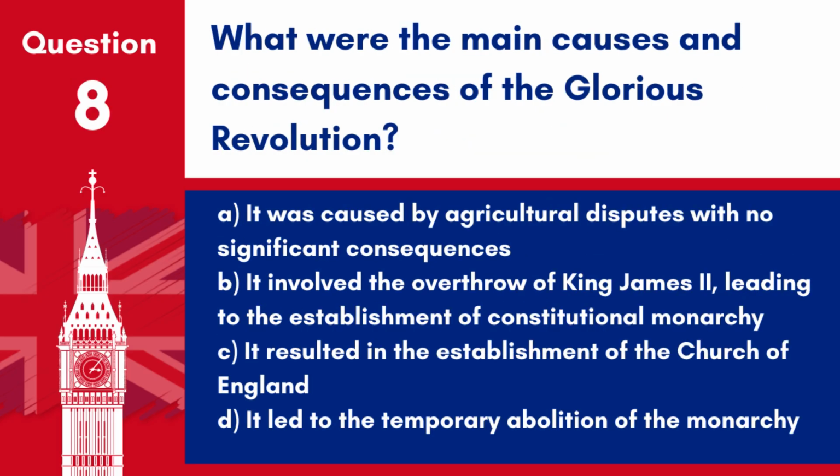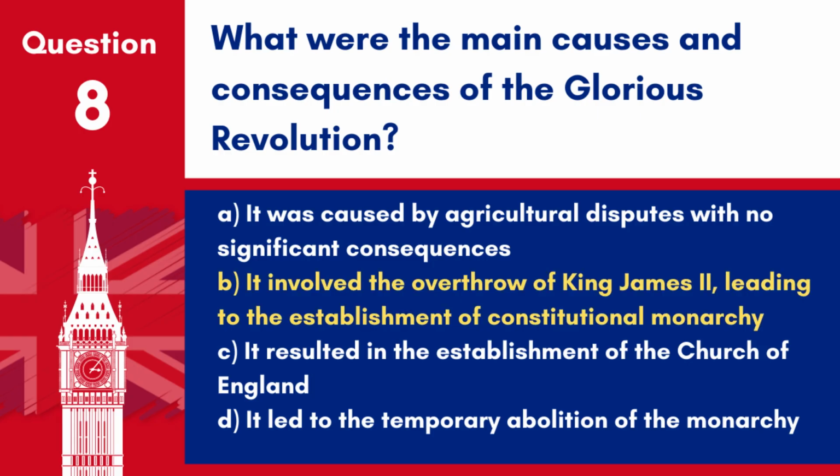Question 8. What were the main causes and consequences of the Glorious Revolution? A. It was caused by agricultural disputes with no significant consequences. B. It involved the overthrow of King James II, leading to the establishment of constitutional monarchy. C. It resulted in the establishment of the Church of England. D. It led to the temporary abolition of the monarchy.